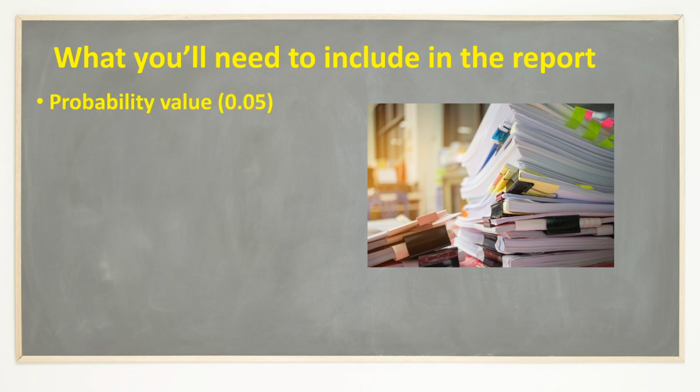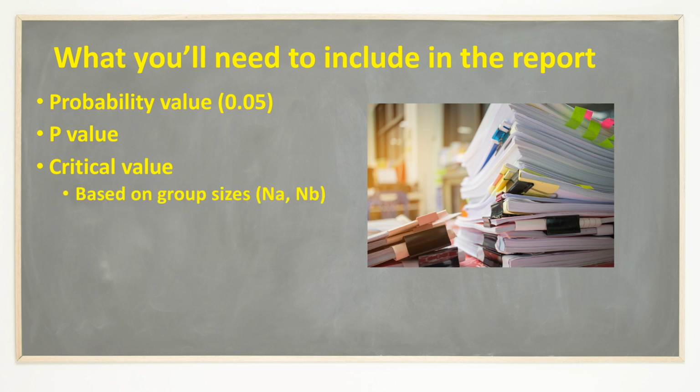So in my report, I would first of all say I'm doing the Mann Whitney U test and why, because my data was at least ordinal and I had unrelated data. And I'm setting my probability value at 0.05, and I would mention that my p-value was 0.39 or 39%, my critical value was 27, and that was based on my group sizes. So my sample was N10 and N10 because both of my groups had 10 participants. My U value, what was my U value? 46.